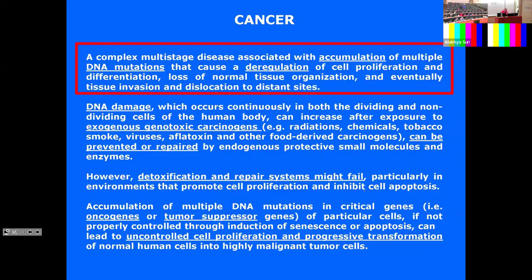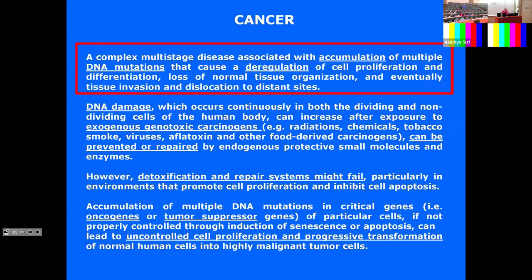So if those mutations cannot be repaired, if the detoxification and repair system fails, that DNA damage will pass to the progeny, right? The other cells, the daughters, will have the DNA damage. And that will have consequences. We will see what is called the clonality of cancer.